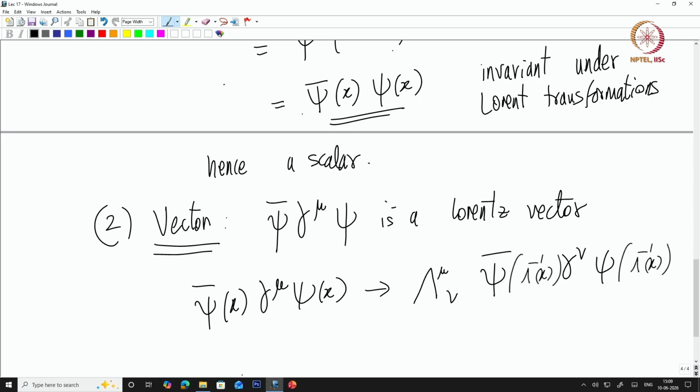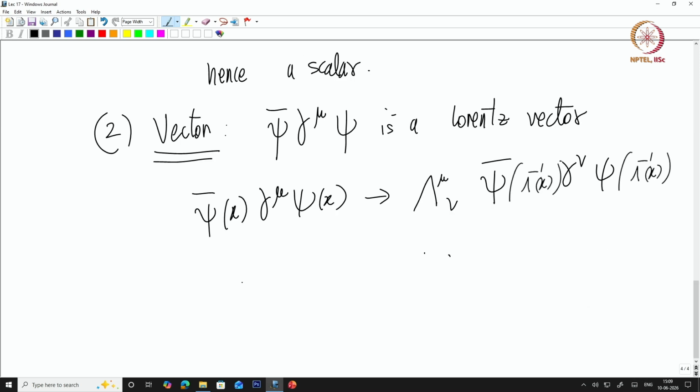That is how it should transform, because a vector should always transform with respect to the lambda matrix. So this is like a vector, like j mu or k mu or a mu, any of these things. This is a current, essentially, and j mu transforms as a Lorentz vector.